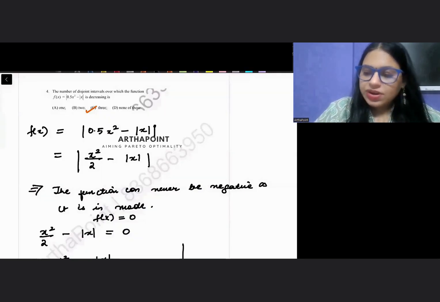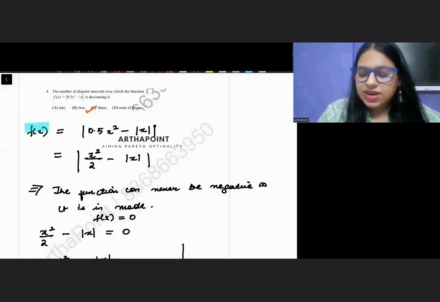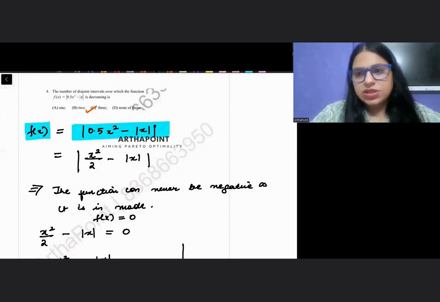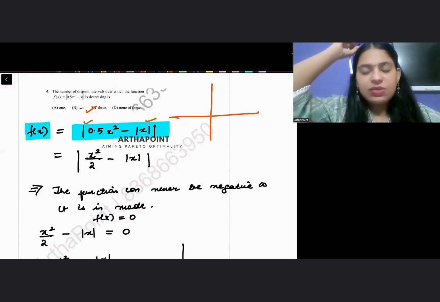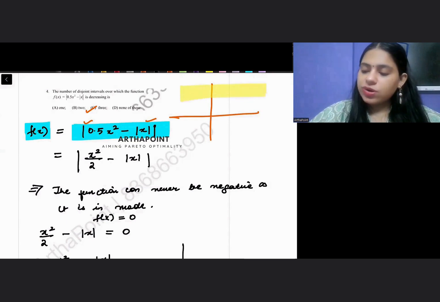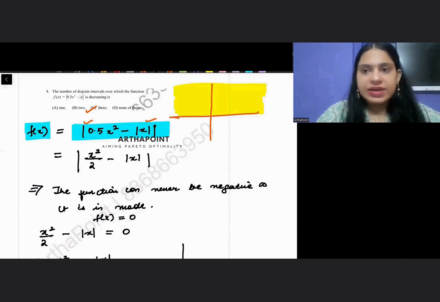First of all, try to understand that this function is written in absolute values, right? You see a mod here. So if I were to plot this function, I know that whatever answer I would be getting, the answer would be only in this quadrant. Whether I put positive x or negative x, I will always be getting a positive answer. I will never go in the third or fourth quadrant. I will always be in the first or second quadrant.